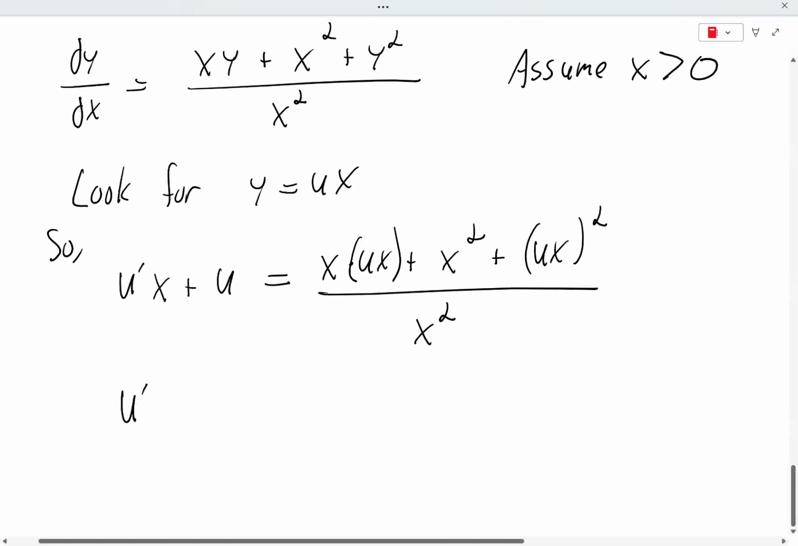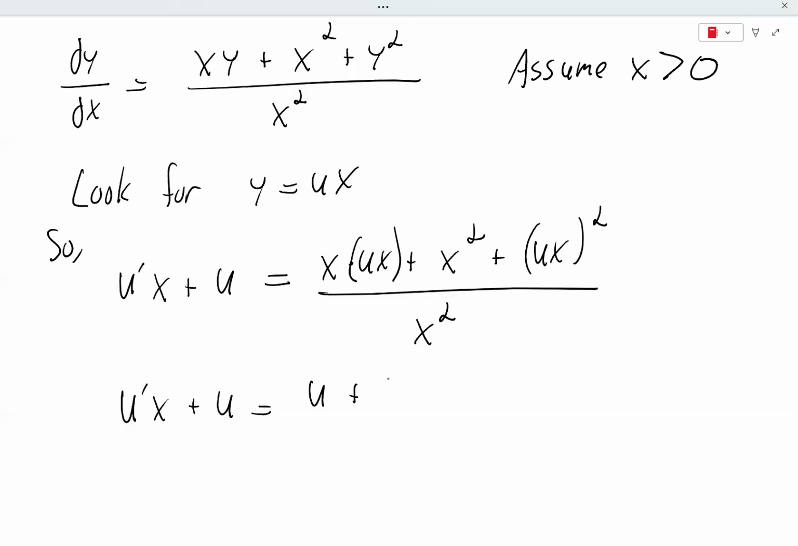Okay, so we got u prime x plus u is equal to, and now on the right side, because it's homogeneous, you notice what happens. If you do the exponent rules, you get x squared terms all across the top, and you get x squared in the bottom. You can factor out the x squared. The x squareds all cancel out, and you're left with what then?